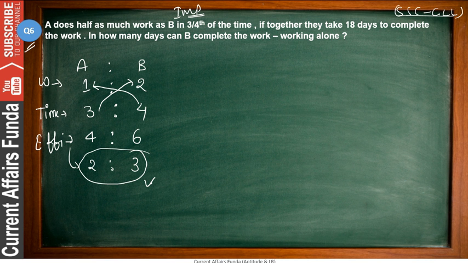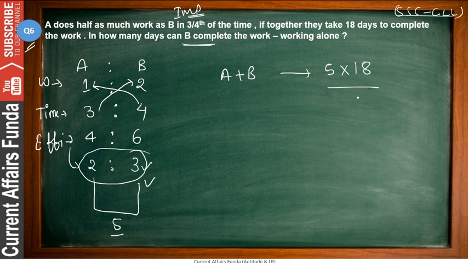So the combined efficiency of 2 plus 3 will be 5. The question is saying if together they take 18 days, that means A plus B together have efficiency 5 and they are taking 18 days. The question is asking in how many days can B do it alone? So what is the efficiency of B? That is 3.